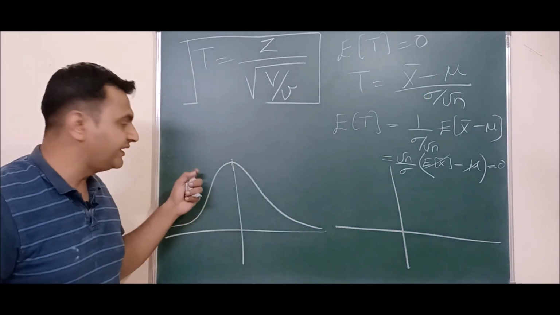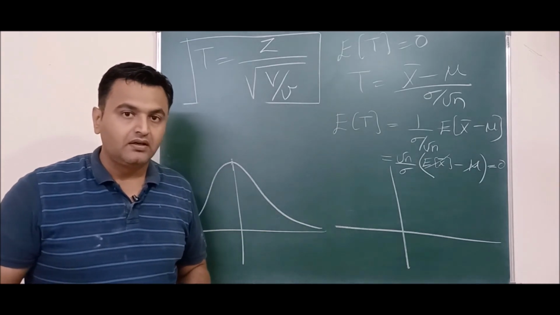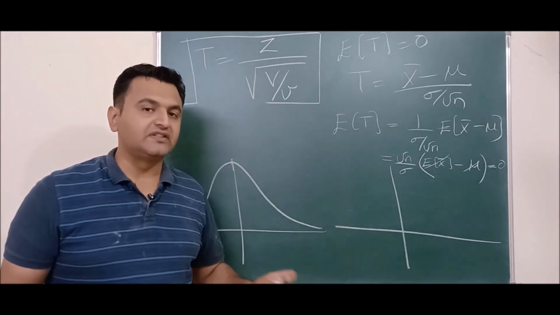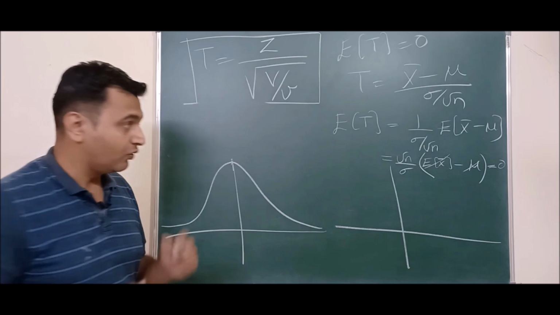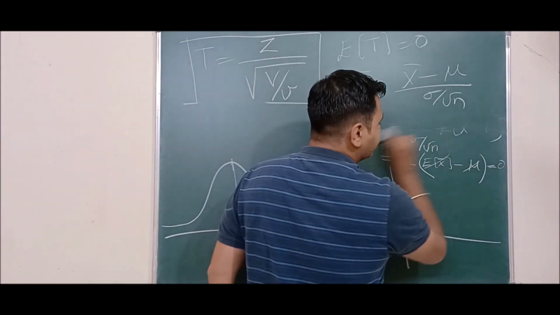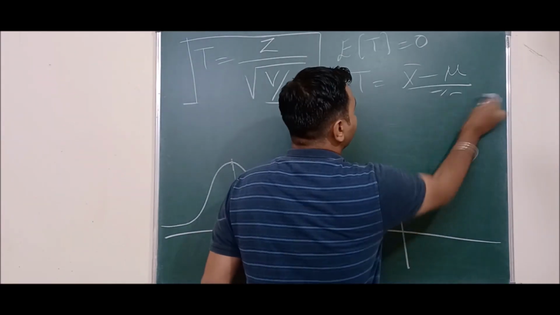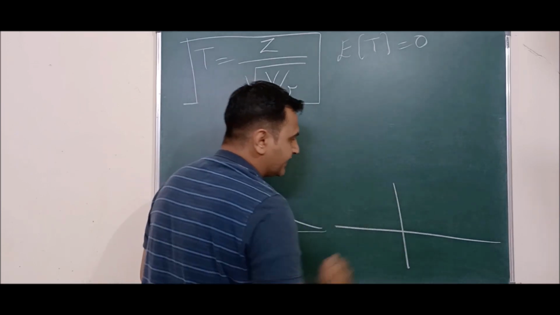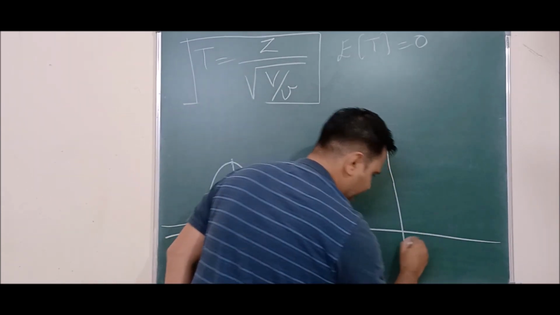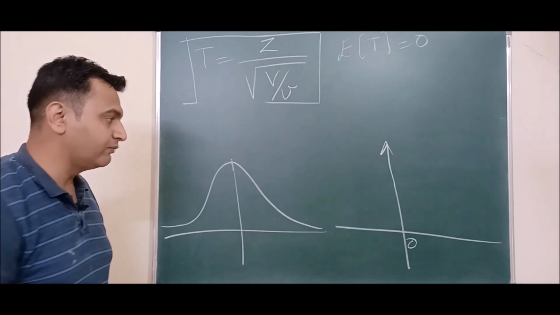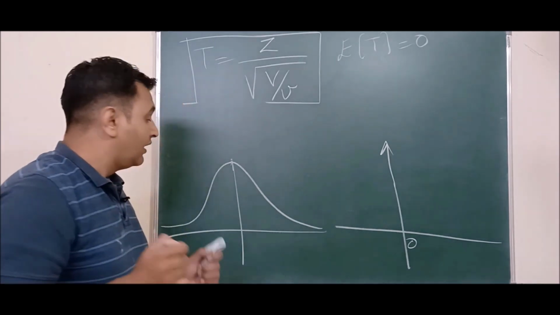So I showed that for this particular case, the expectation is zero. In general, if you do integration of t into f of t, where f of t is that probability density function, it does come out to be zero. Okay. So same like the z distribution, the t distribution is also centered at zero. That's the first thing to observe, and moreover, it is symmetric in nature.